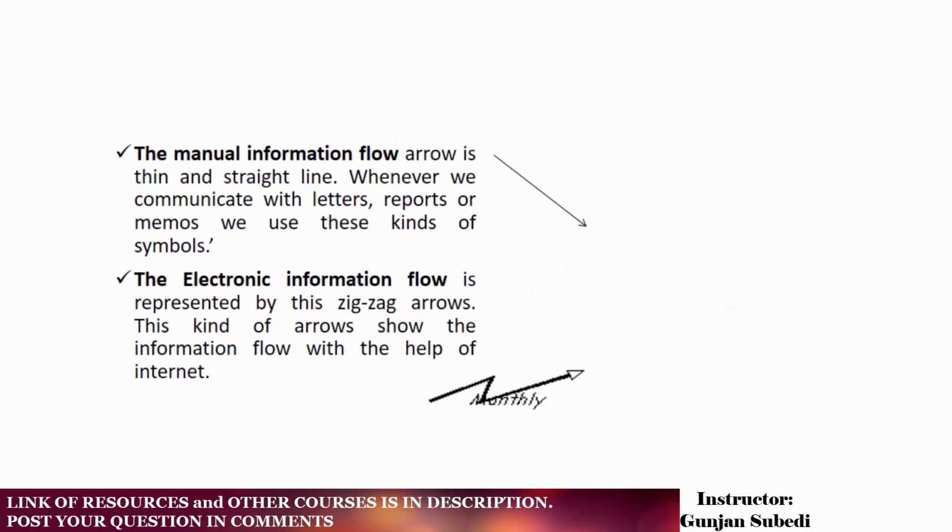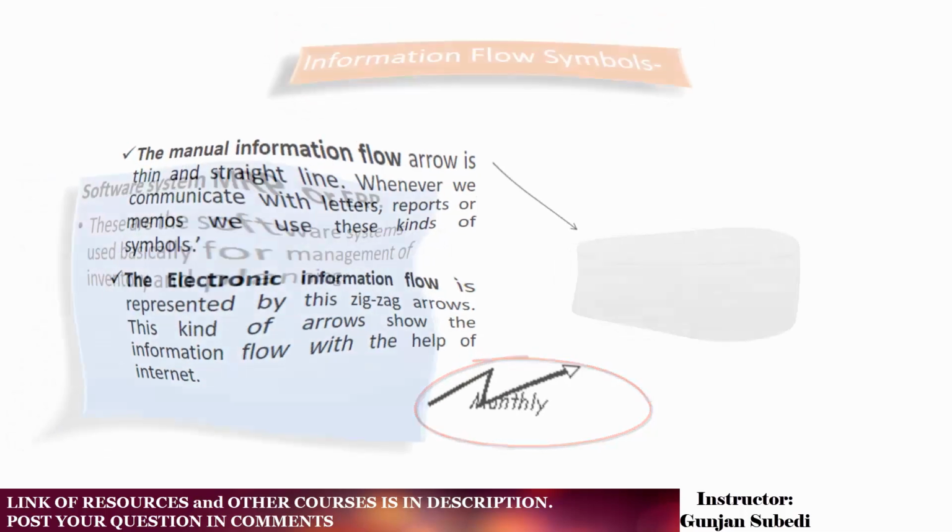This straight arrow shows the manual information flow. The manual information flow arrow is a thin, straight line. Whenever we communicate with letters, reports or memos, we use this kind of symbol. The electronic information flow is represented by these zigzag arrows. This kind of arrow shows the information flow with the help of the internet. We can also represent the frequency of information exchange by text placed near these symbols.